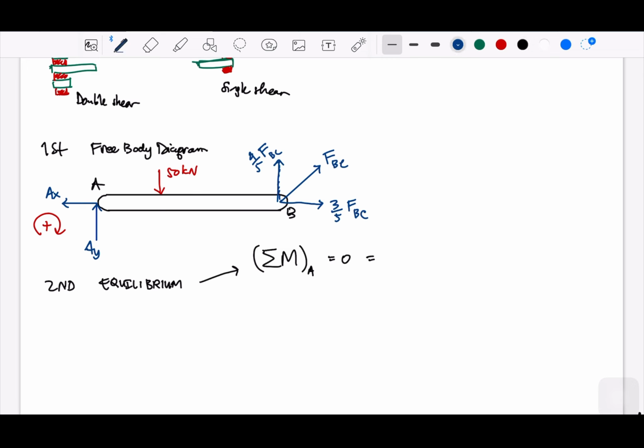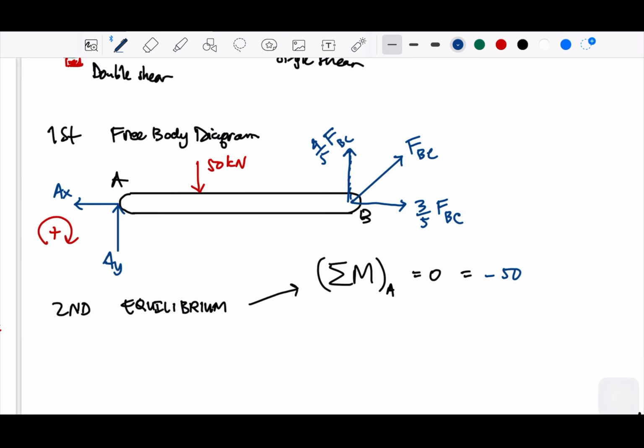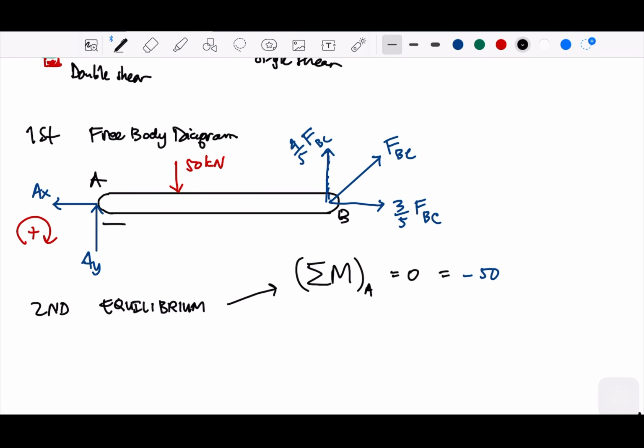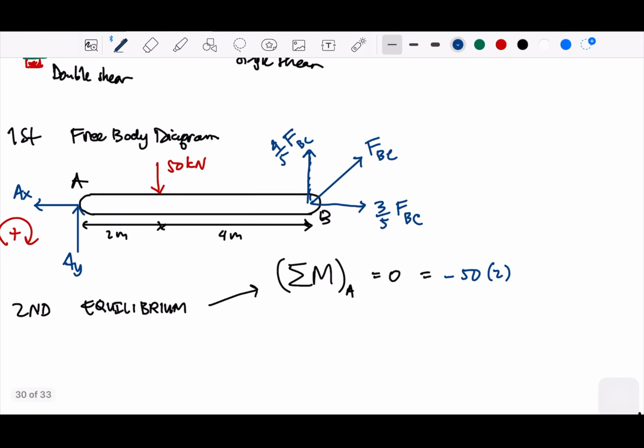If you're already familiar, you can just go compute. So negative 50, and this was the 2 meters, right? We have 2 meters, and this is another 4, so this is 4 meters. So negative 50 multiplied by 2, and then FBC, it's supposed to be positive, sorry.